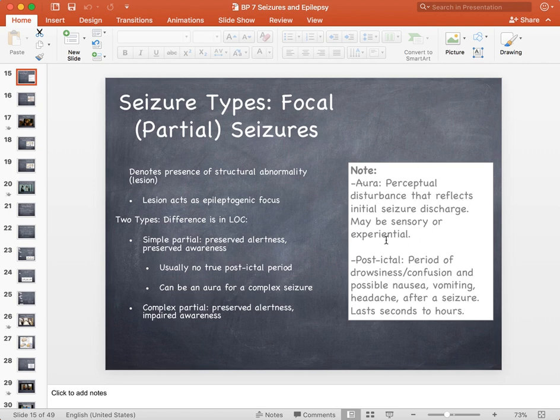So over here, let's define those things so that we're all on the same page. The aura is a perceptual disturbance that will reflect the initial seizure discharge. It is, in effect, a small seizure. It can be sensory, it can be experiential, it can be any small thing that feels off to the patient. And when you conceptualize this, it is related to the auras of migraines, which are just the initial discharge from that abnormal neuronal activity.